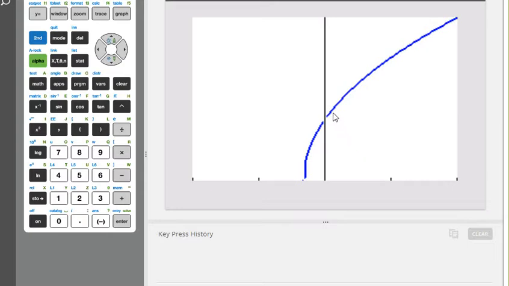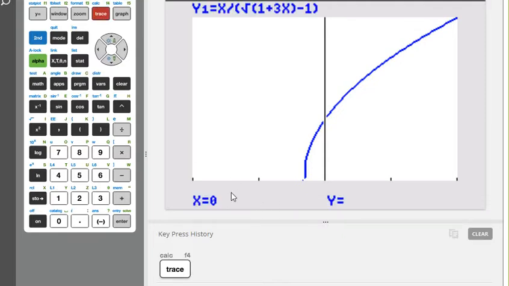Now notice something funny about this graph. Looks like it's got a hole in it, doesn't it? Yeah. In fact, if you hit the trace key, it says, yeah, x is 0, but I can't tell you what y equals because it's undefined.